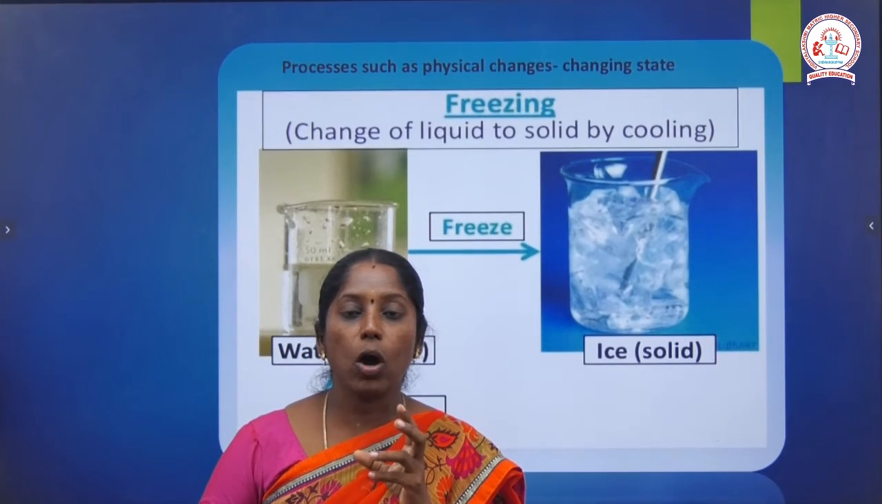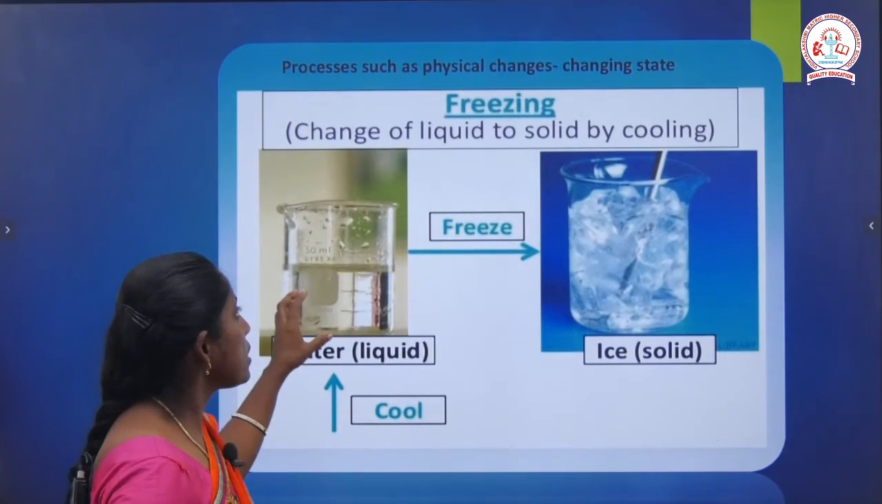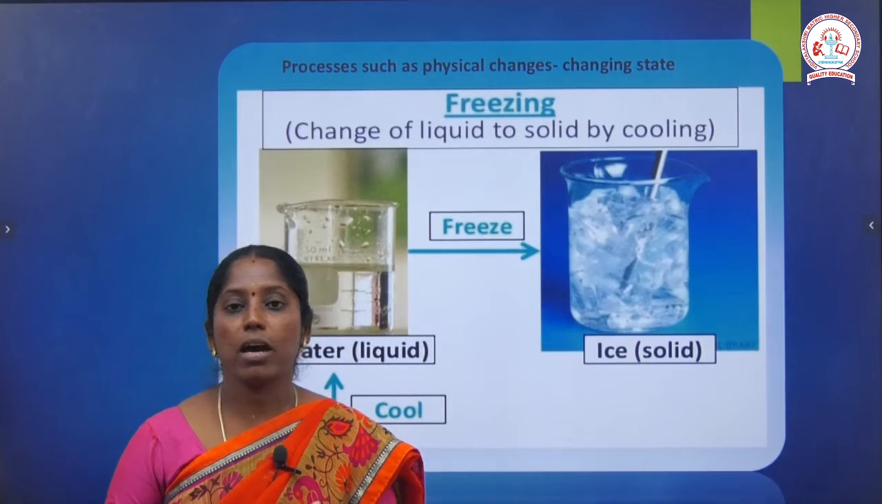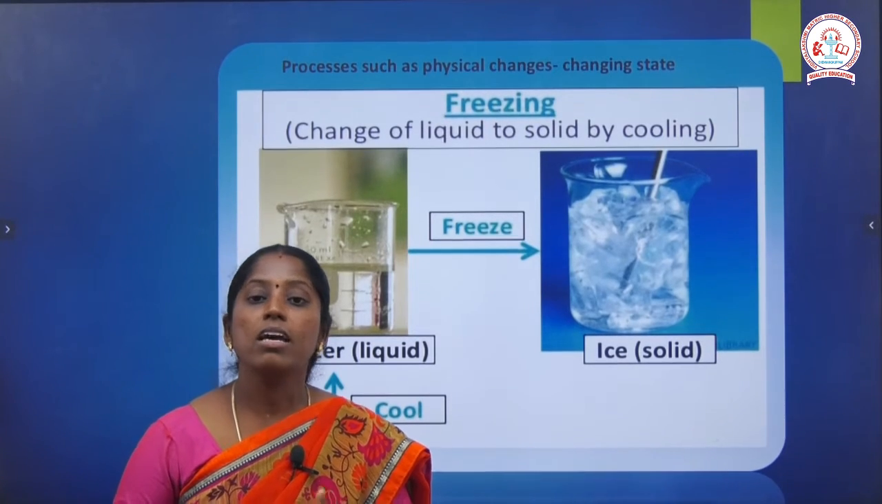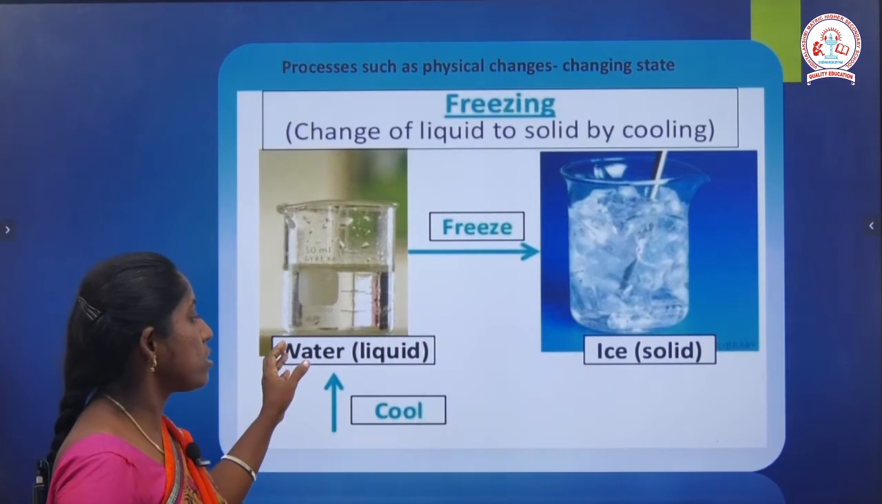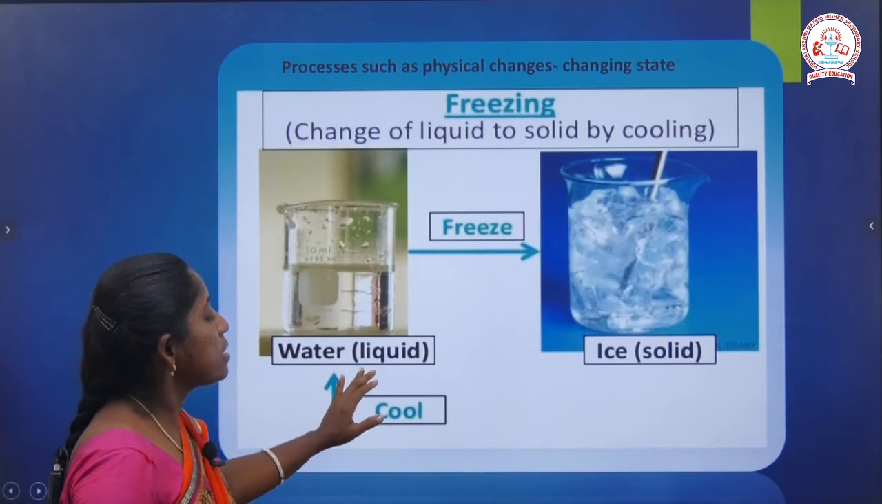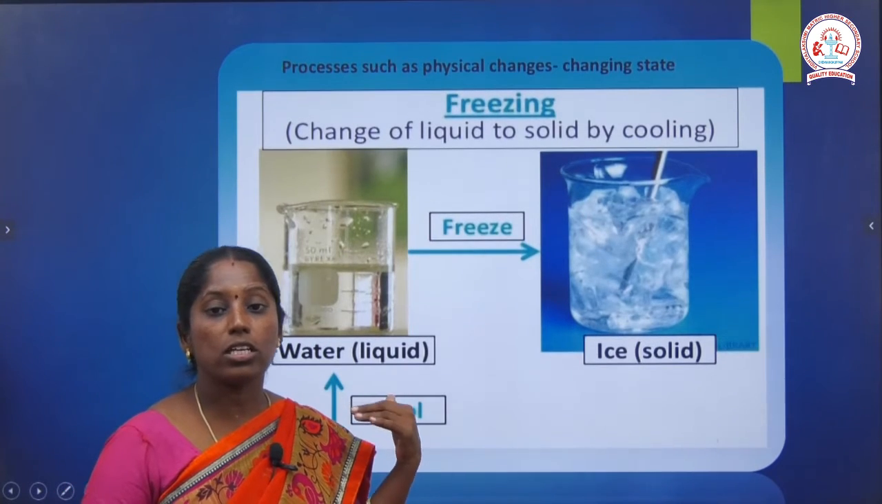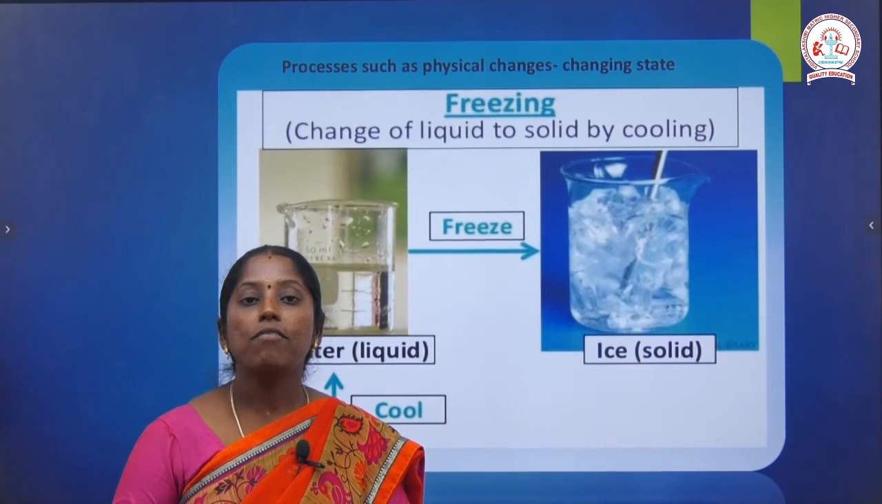No, that process we can call freezing. So when a liquid changes, what does it change into? It changes into a solid state. That process we can call freezing or cooling. By cooling, the liquid state changes into solid state. Ice water changes into ice, that we can call freezing.